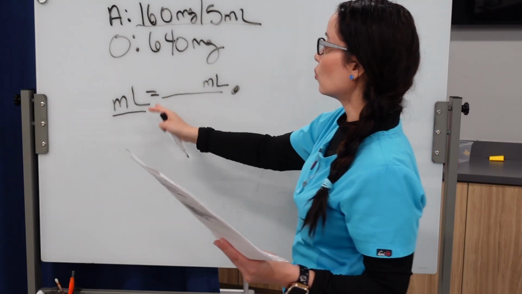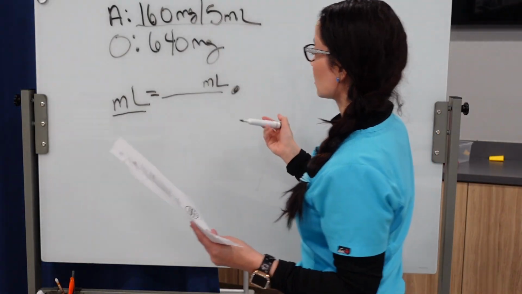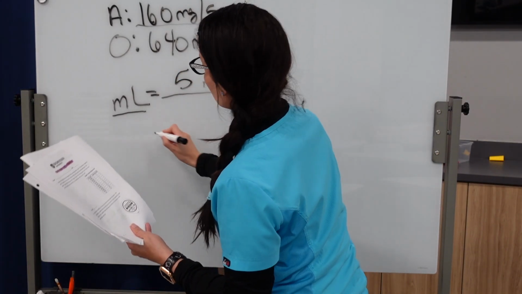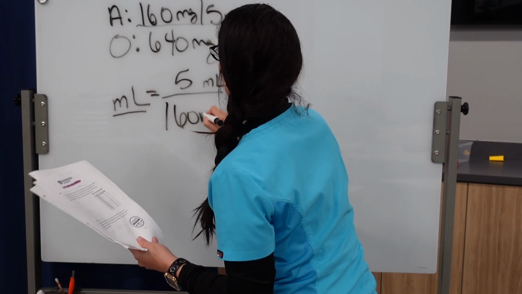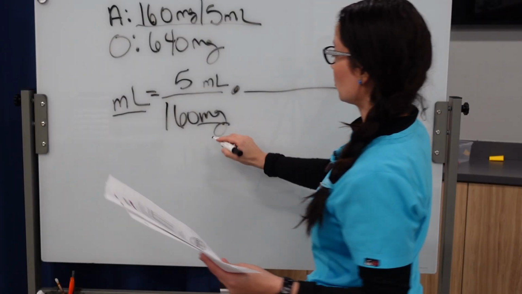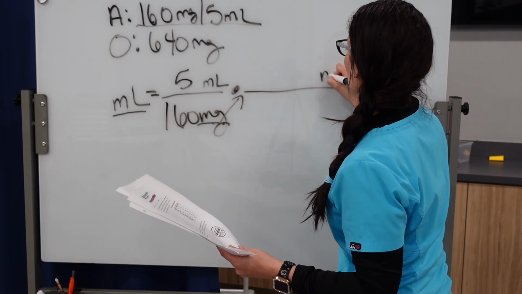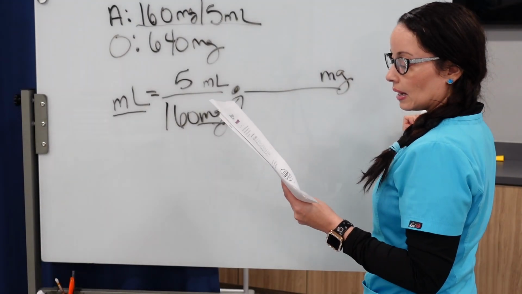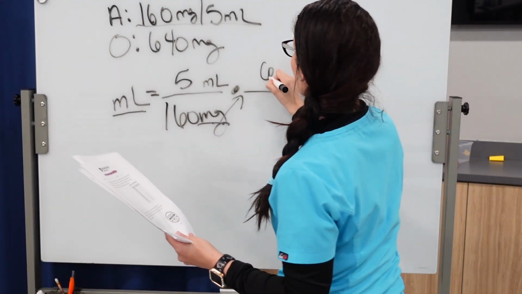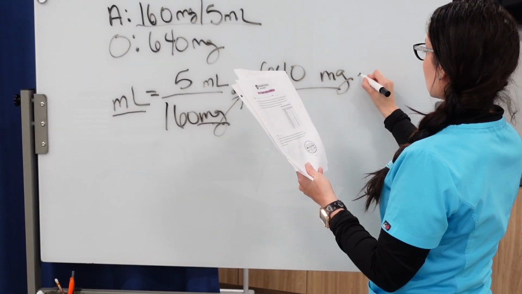What is available in the problem that has milliliters? Well, this does. So we're going to do 5 milliliters over 160 milligrams. And then whatever's on the bottom is going to go up to the top. Sometimes students will do this. So you're going to put milligrams here, and the other milligram that we have in the problem is 640 milligrams.